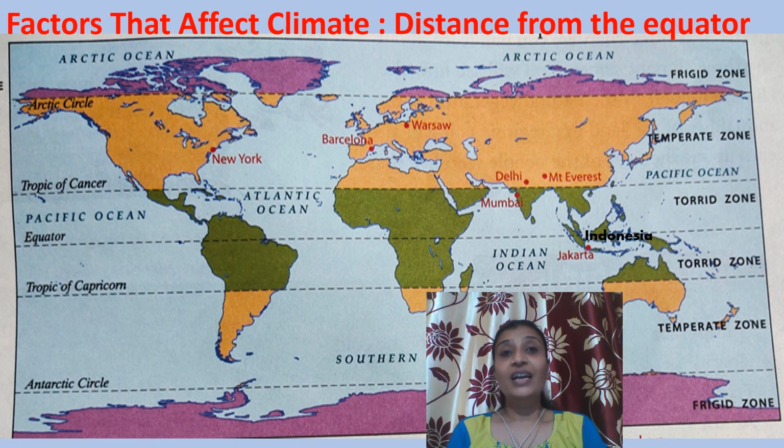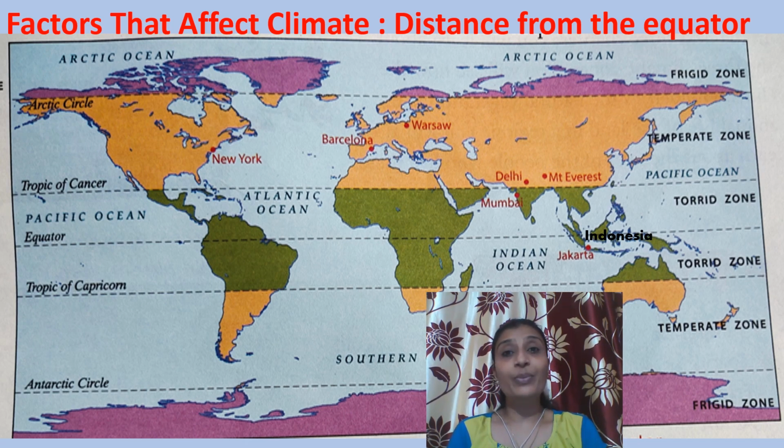Now children, the first factor which affects the climate is the distance from the equator. In your lower classes, you have studied about the various landforms. Which are they? Mountains, hills, plains and plateaus. Now children, in some places you will find mountains, some places you won't. Some places you will find sea, some places there is no sea.